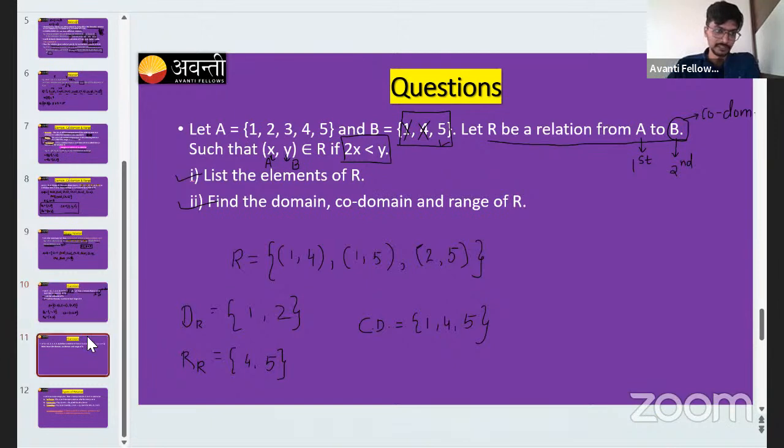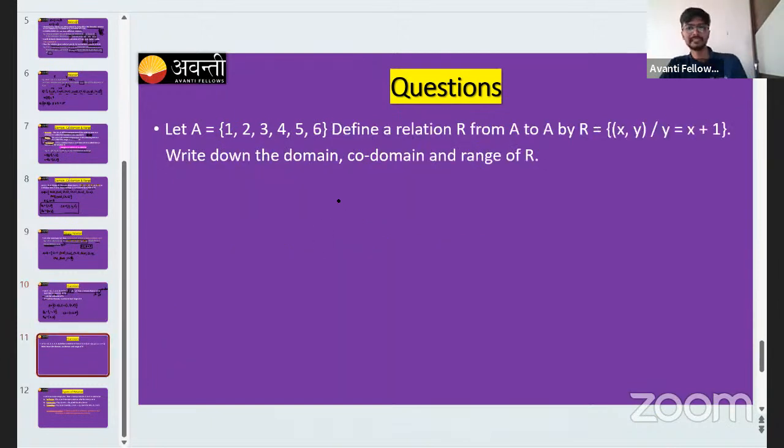Now this is a similar question next. Let us go through this. This is a question on binary relation, if you know what I mean. Because only one set is given, A, and I have to define a relation from A to A. Means the first element will be from A, the second element will also be from A, and the relation is defined as x comma y. I have to pick x from set A, and I have to pick y from set A.